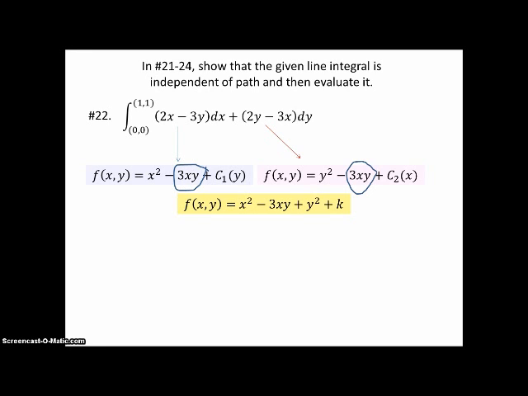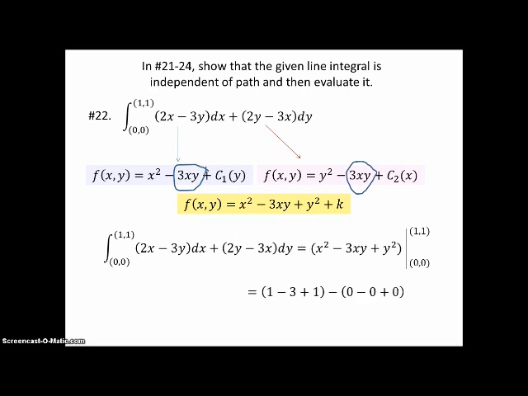Now we don't have to switch to t because our potential function is an antiderivative. And so all we have to do is evaluate the antiderivative from (0, 0) to (1, 1), and we don't need the plus k because it drops out. So we plug 1 and 1 in for x and y, and then we plug 0 in for both x and y, and get our answer of -1.